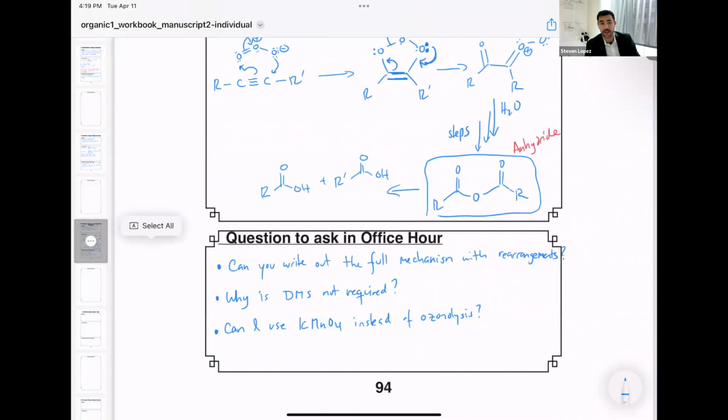Some questions you might want to ask in office hour. One, well, can you write out the full mechanism with all the rearrangements that we can't do in 5 minutes or less? Two, in this reaction with the alkyne, why isn't dimethyl sulfide required? And three, can I use potassium permanganate instead of ozonolysis as a way to get to the carboxylic acids?